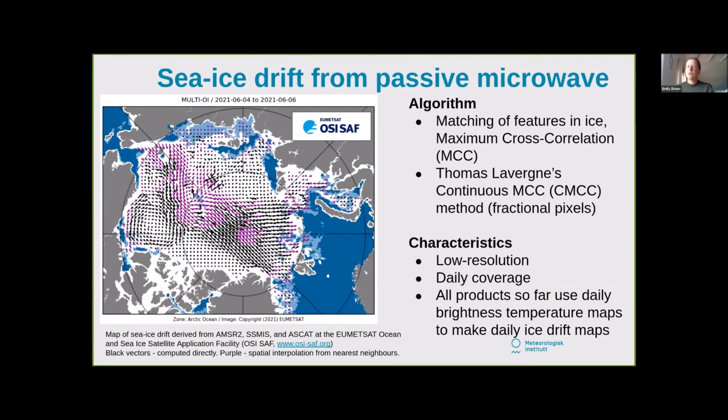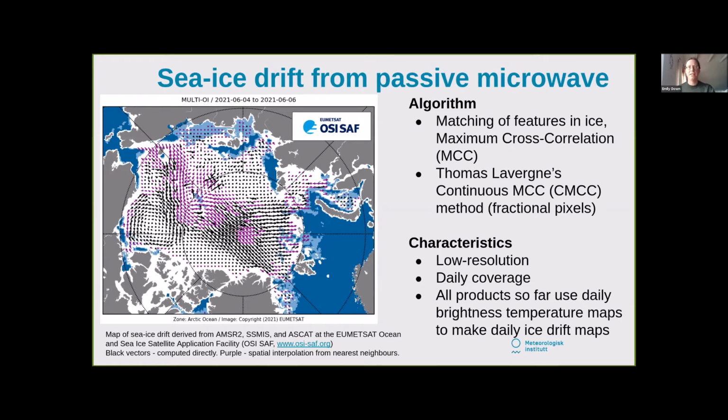So how is sea ice drift calculated? In all cases, really, it's calculated by taking two different maps, at different time points, and matching the features between the maps with maximum cross-correlation.